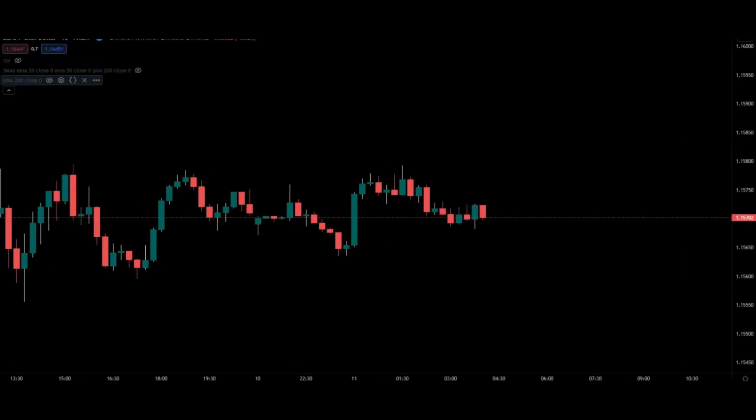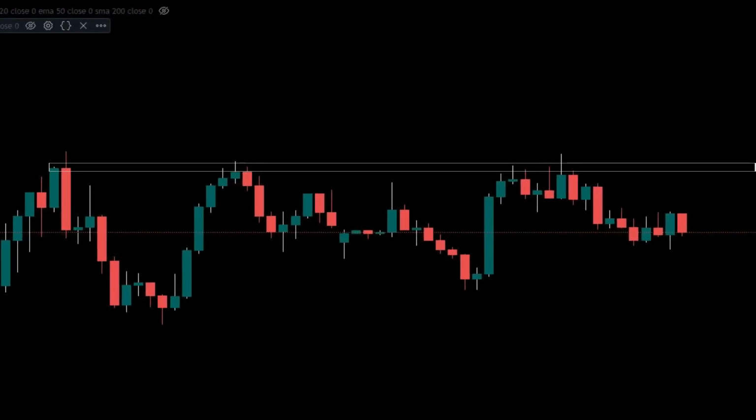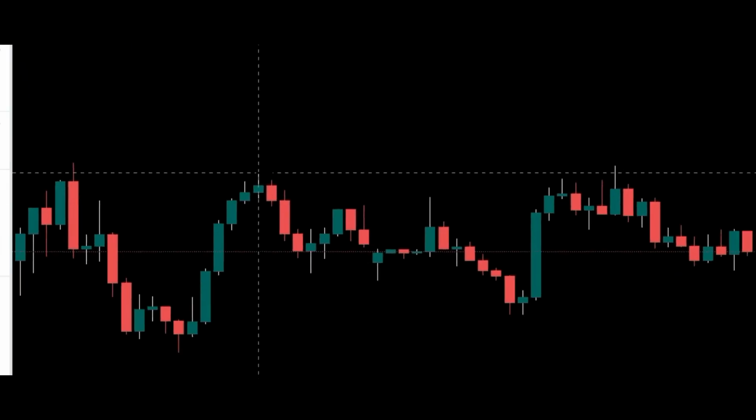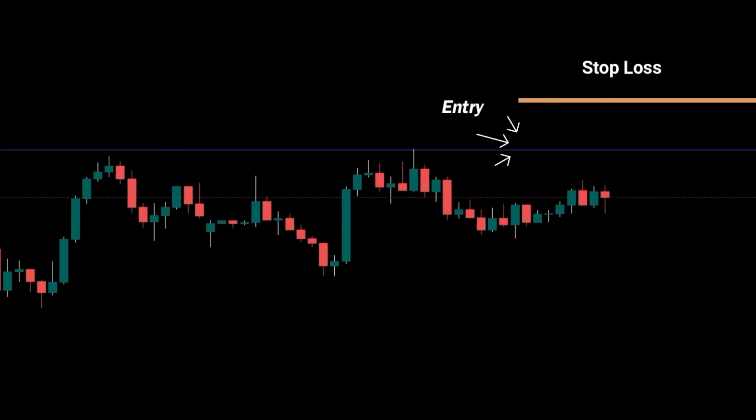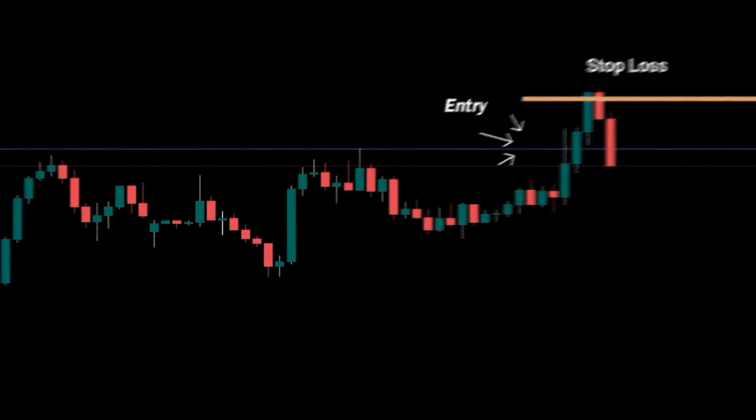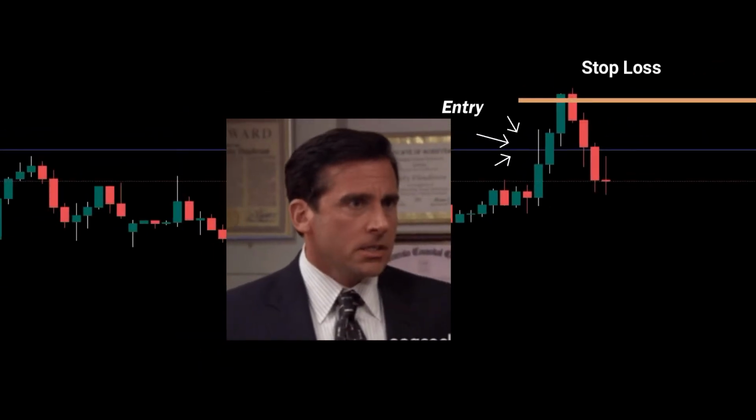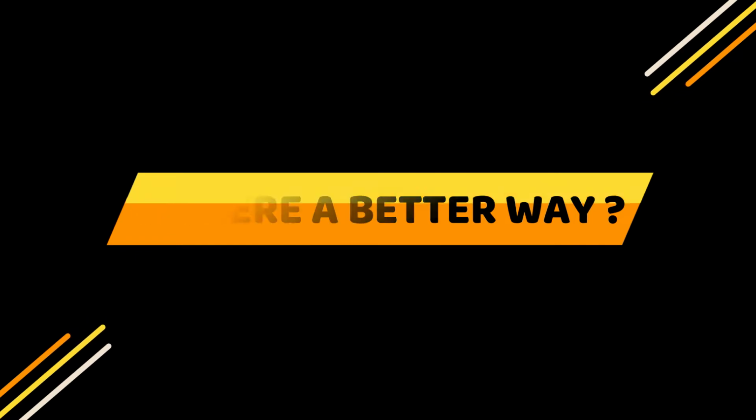This is how people normally find support and resistance. They pick the line tool, draw an entry line, and place a stop loss a few pips away. As you can see, it ends up hitting the stop loss. A winning trade turned into a loss. So, is there a better way?